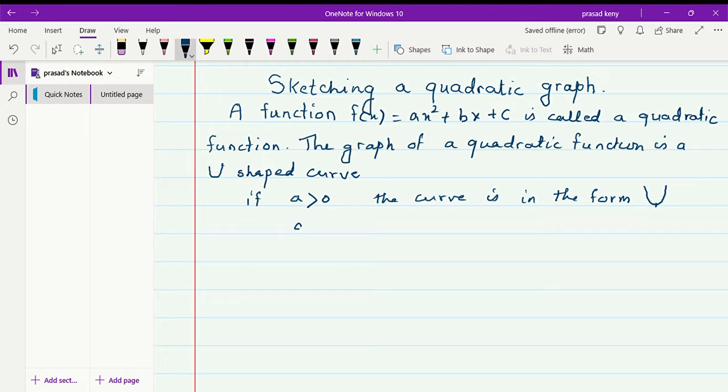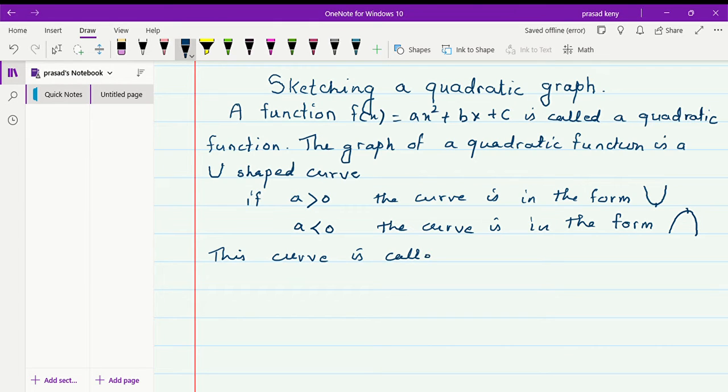And if a is less than 0, a is negative, the curve is in the form of an upside down U, and it will have a maximum point. And this curve, that is the quadratic curve, is called a parabola.